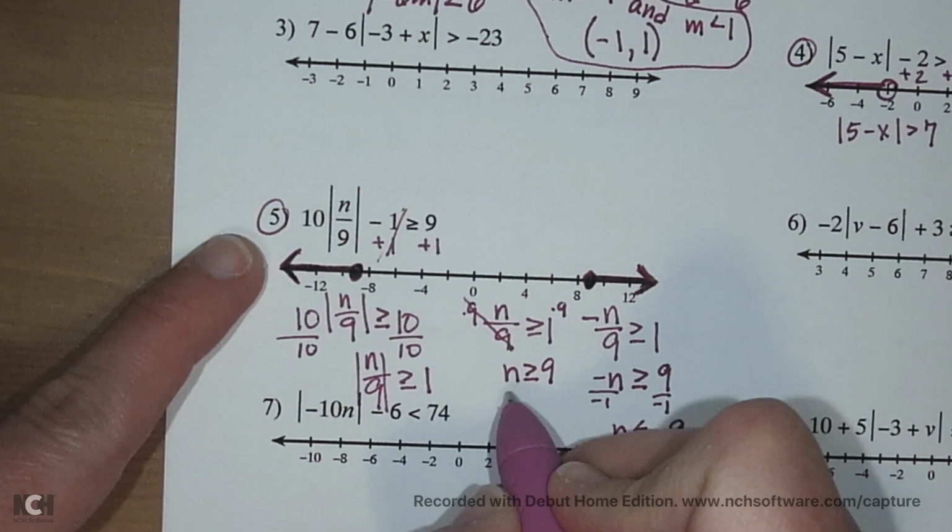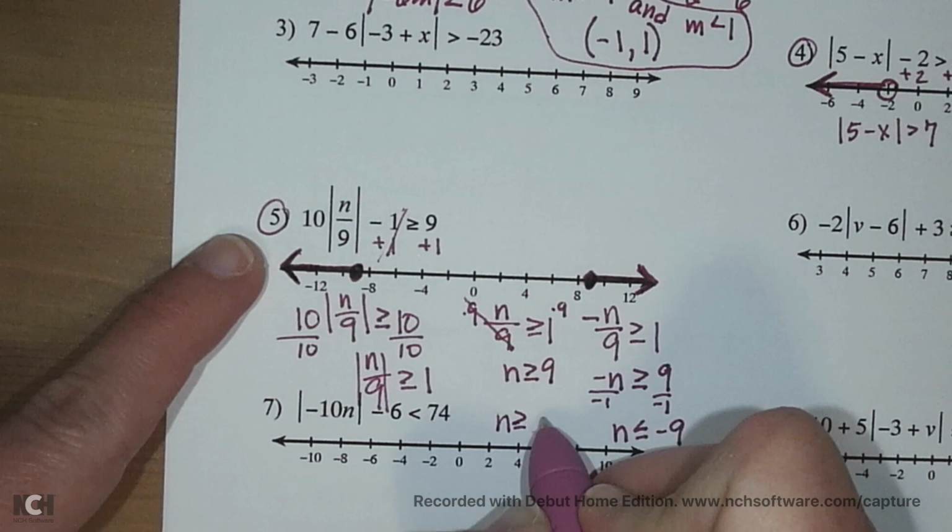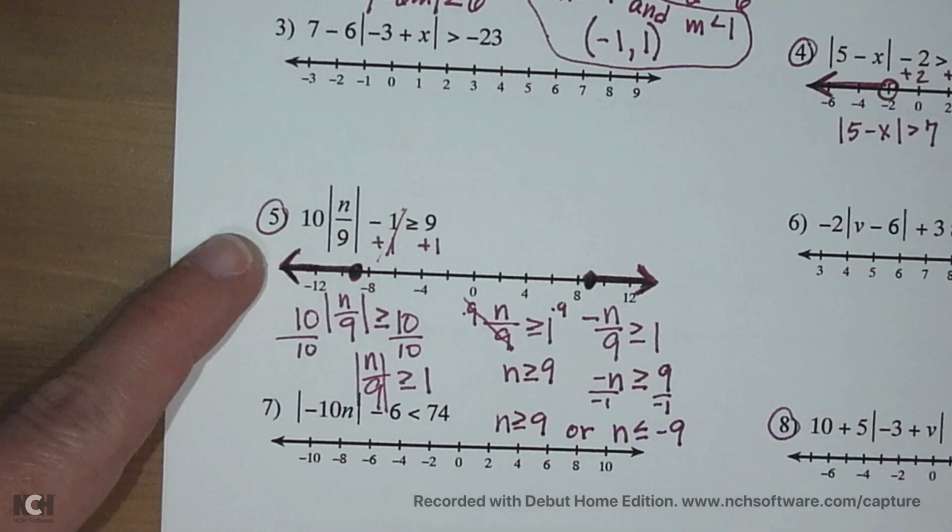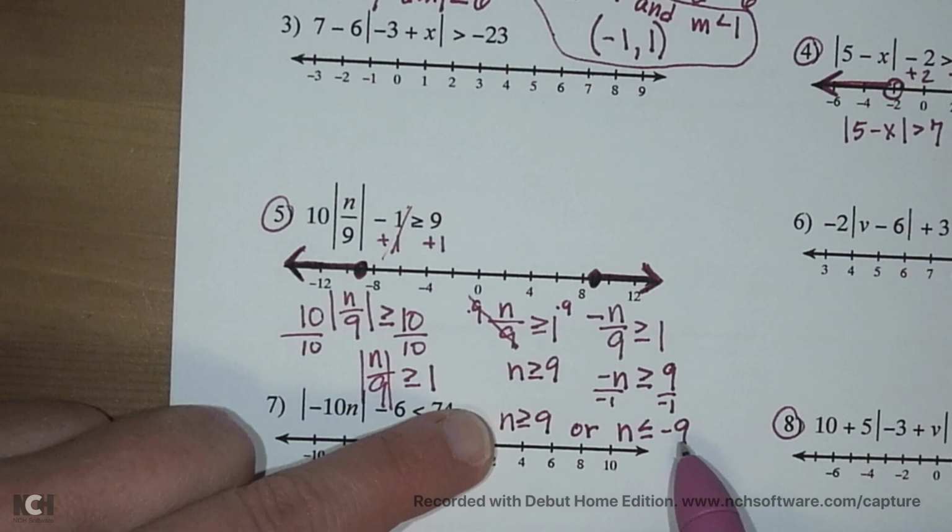I'm just going to copy this down here, n is greater than or equal to 9. There we go. And then our or goes here. So here's the first part of our answer.